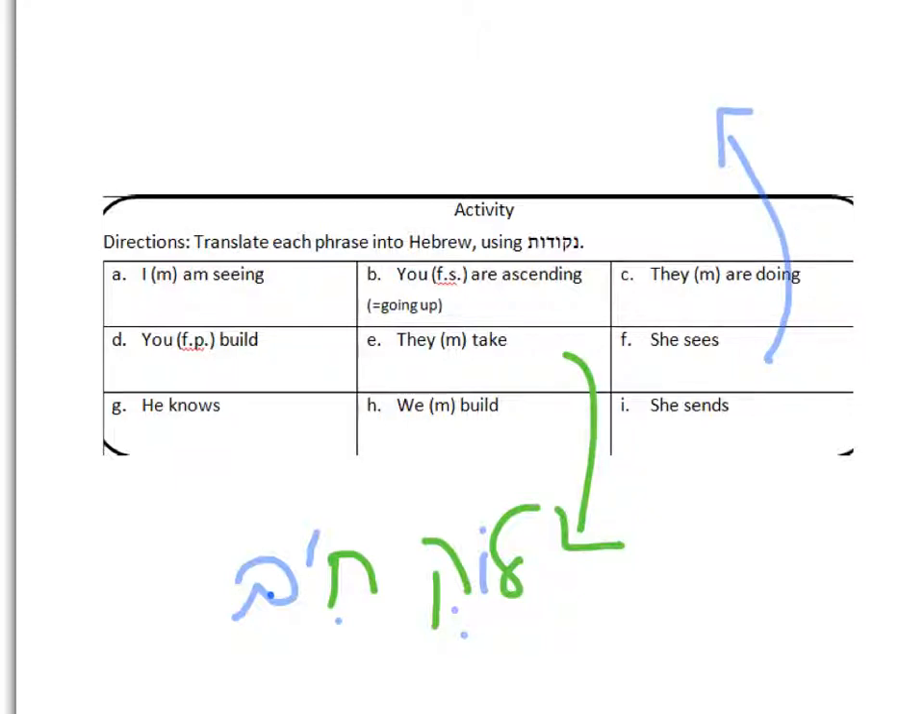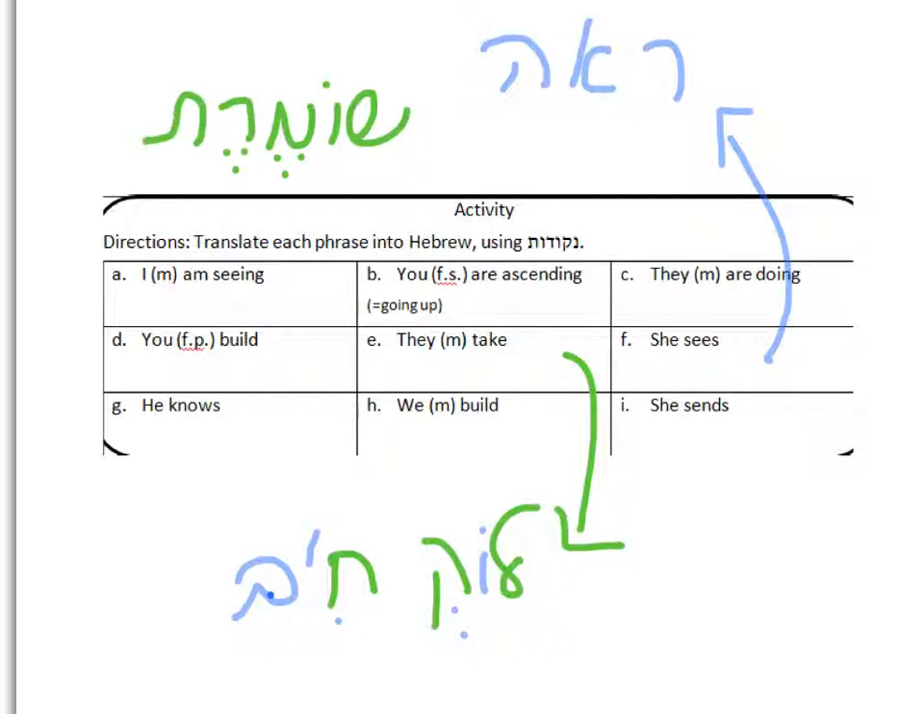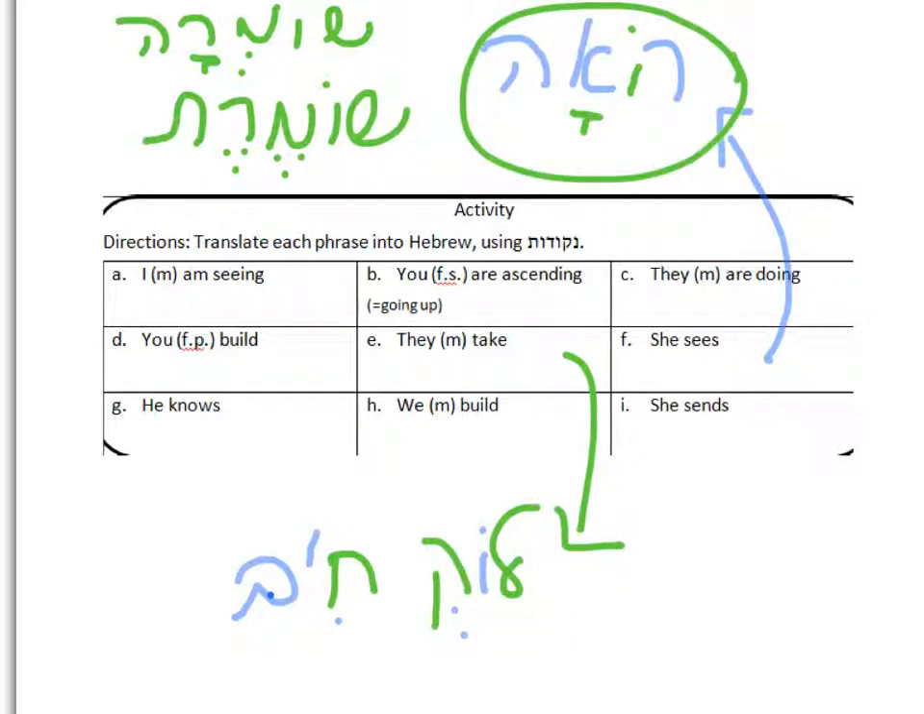Okay, let's look at F. She sees. My shoresh is resh, aleph, hey. There's a lamed hey shoresh, right? Usually I get a shomeret, my et suffix, when I'm dealing with feminine singular, she, right? But in this case, I can't do ro ehet. It becomes ro following the shomera formula, okay, the kamatz formula. Ro a.